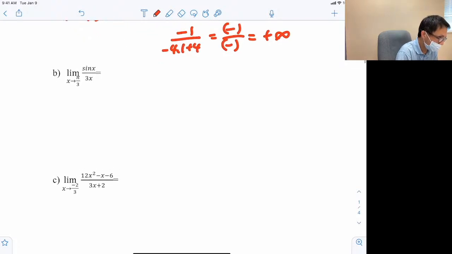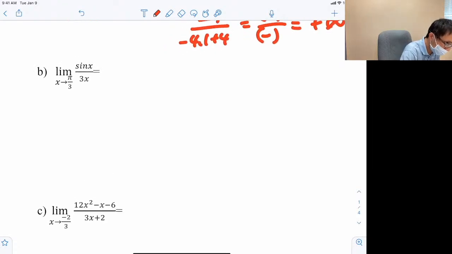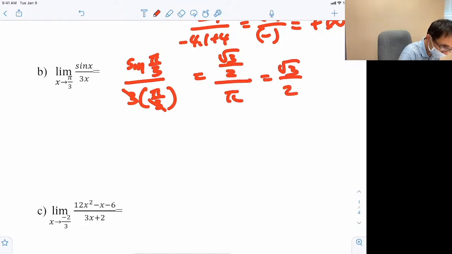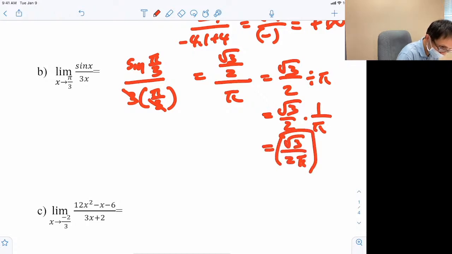So the next question: a lot of people thought that's a sine x over x trig limit issue, but the problem is they told you the trig limit x approaches 0. So therefore it's gonna be sine of pi over 3 times pi over 3. And this 3 will cancel, and sine of pi over 3 is equal to square root of 3 over 2, over pi, so divided by pi, which means square root of 3 over 2 times pi, so square root of 3 over 2 pi, and that's the answer. Yep.